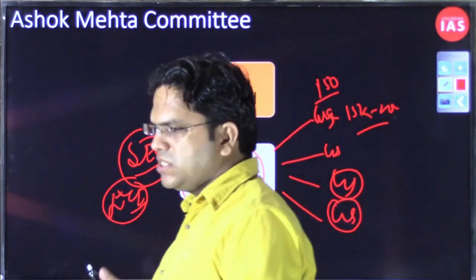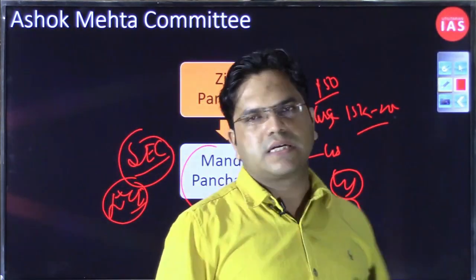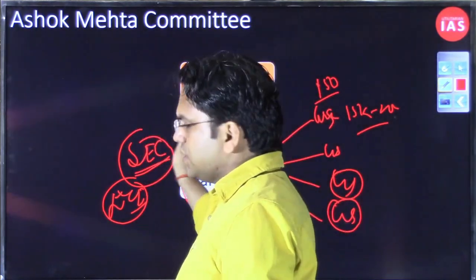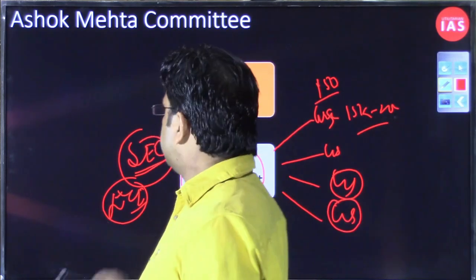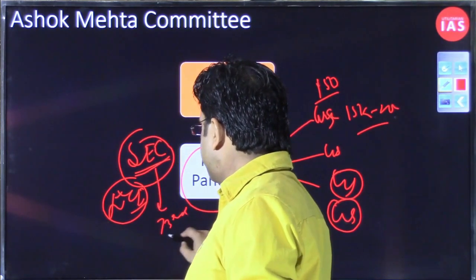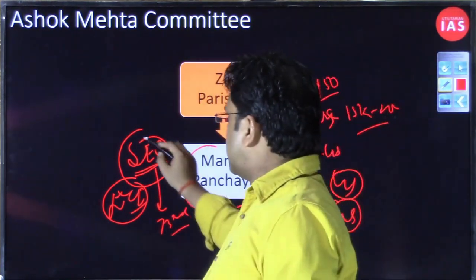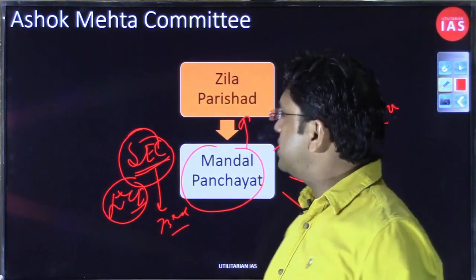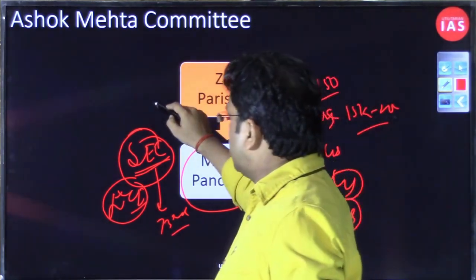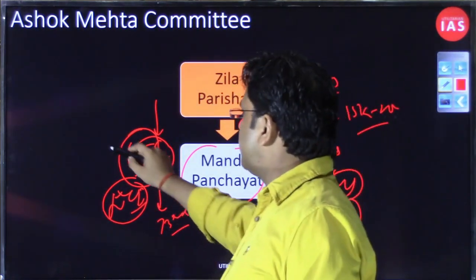As far as municipal and Panchayati Raj bodies' elections are concerned, currently they are overseen by the State Election Commission, and this State Election Commission is a constitutional body, created by the 73rd Amendment itself, right? But for the first time, this appeal for the creation of a state election commission was made by the Ashok Mehta committee. So that is the first notable point.